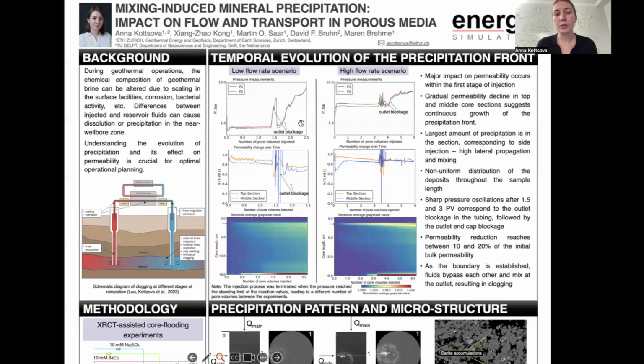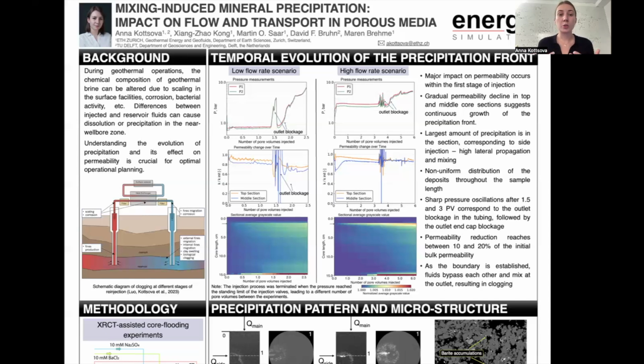You have probably noticed very sharp peaks in the pressure. They correspond to blockage of the outlet. So we interpret it as when the boundary is established, two fluids start bypassing each other and mixing at the outlet. This results in clogging of the tubes, in clogging of the outlet end cap, because according to the experimental design that we created, the faces of the core are equipped with the end caps with fluid distribution networks.